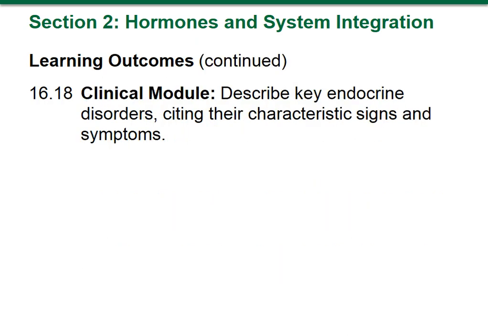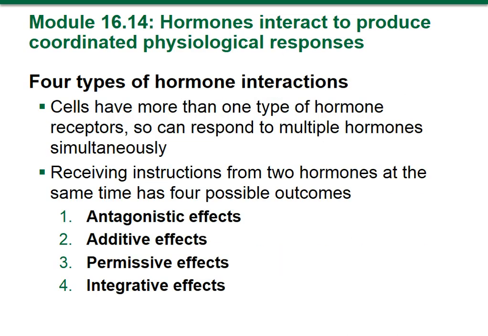Okay. Well, let's talk about integrations of these systems and hormones. There's 4 types of hormone interactions. Cells have more than one type of hormone receptor, so they can respond to a lot of different hormones at the same time. So you can receive instructions from 2 hormones at the same time and have 4 possible outcomes: antagonistic, additive, permissive, or integrative.